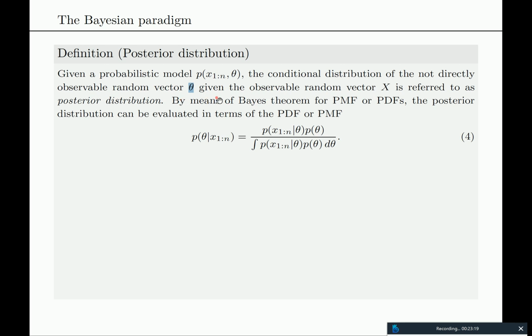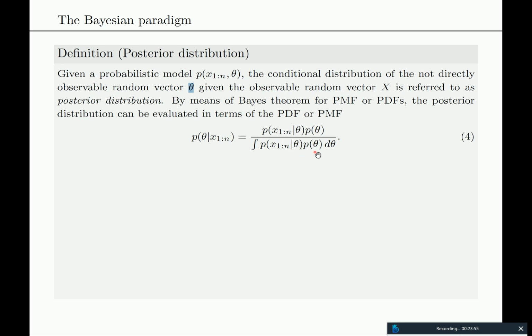Now, what you're of course interested in is making statements about the probability distribution of this not directly observable random vector theta, given the observable random vector x, so the data. This conditional distribution, theta given x1 to n, is called the posterior distribution. And of course, you can evaluate the posterior distribution based on Bayes theorem, where you take the joint distribution and you divide by the marginal probability of the data.